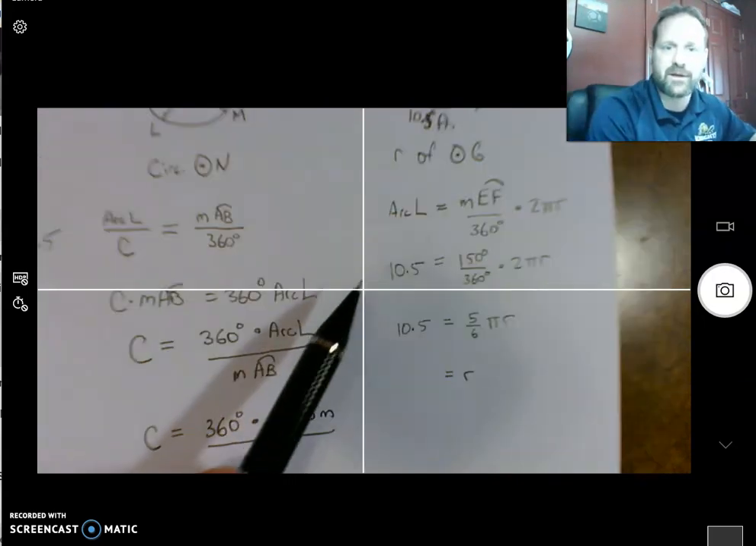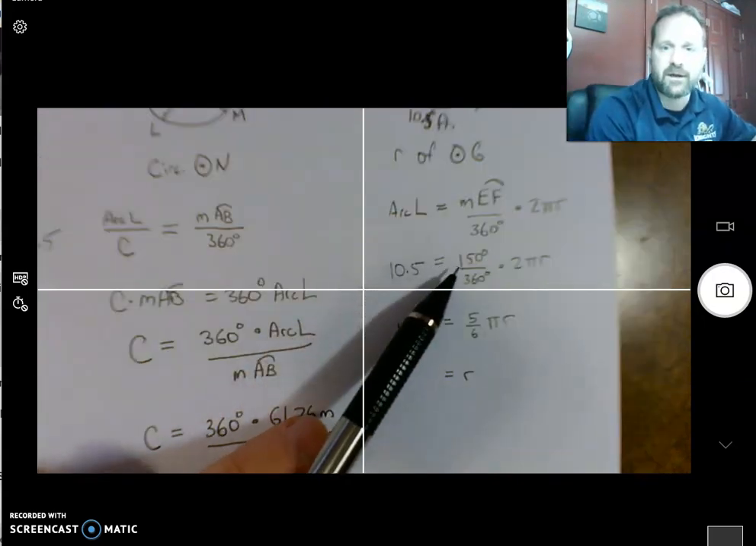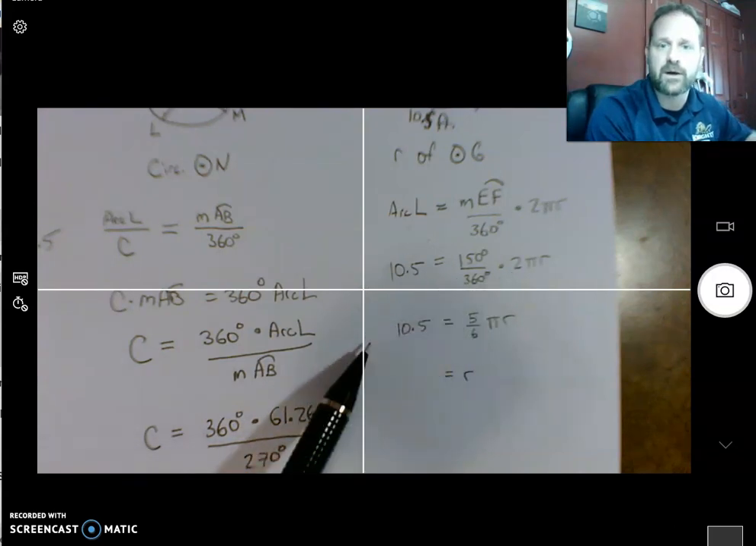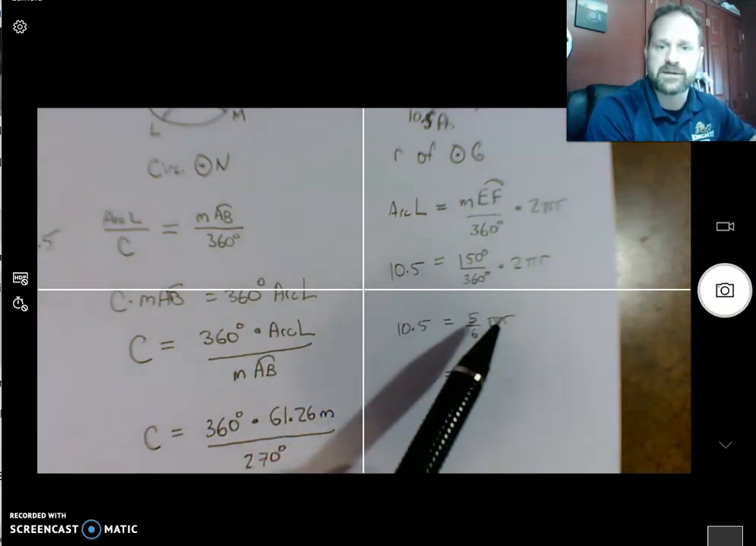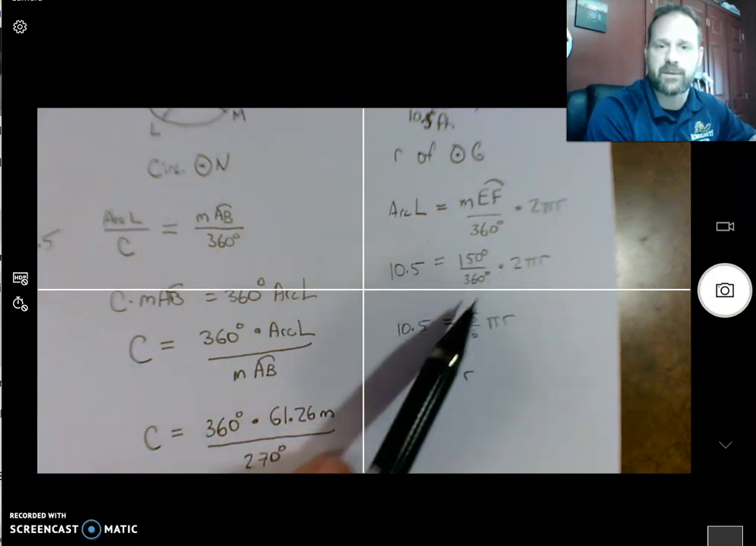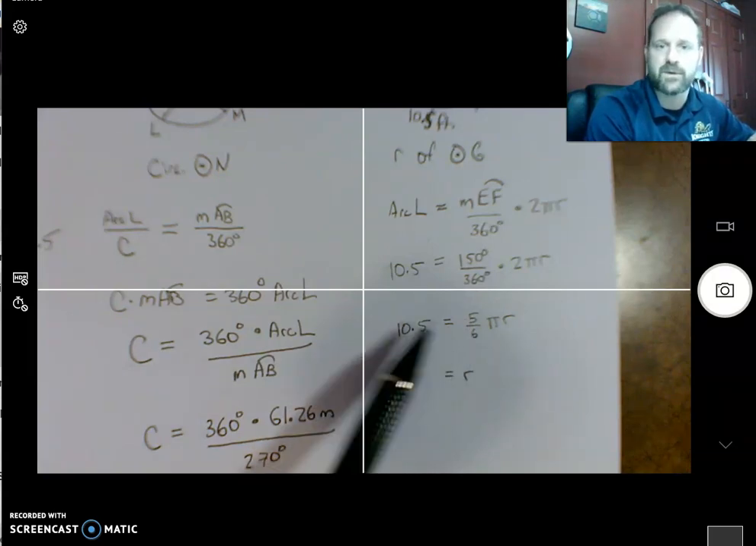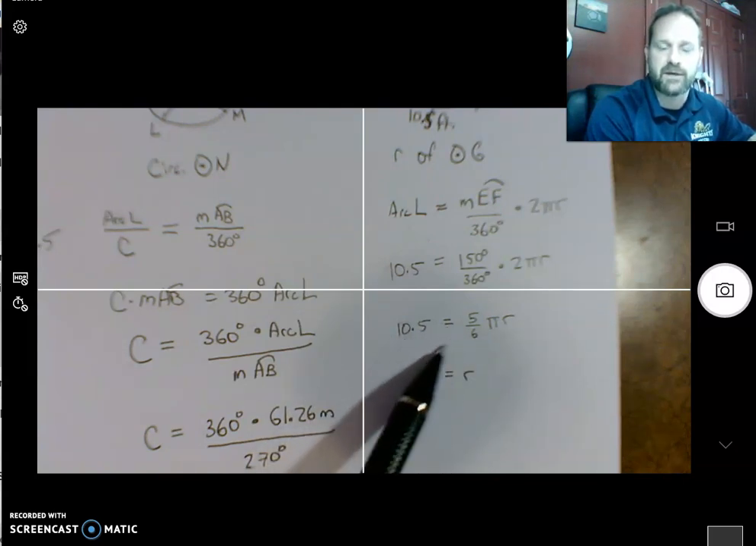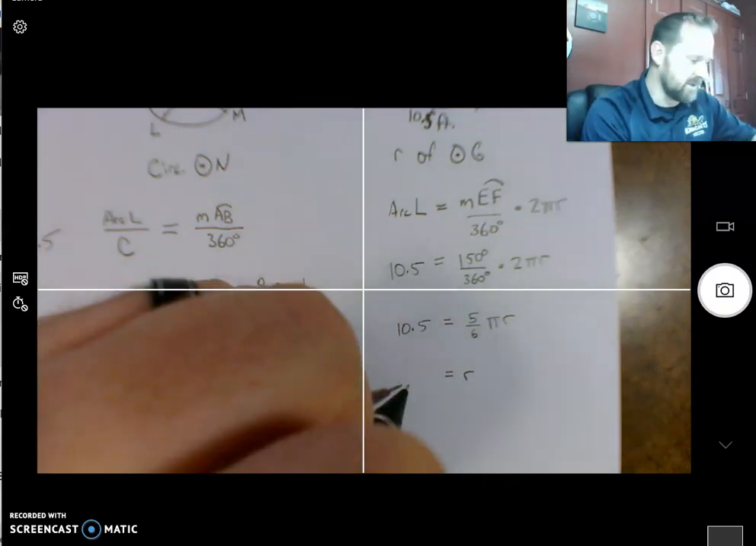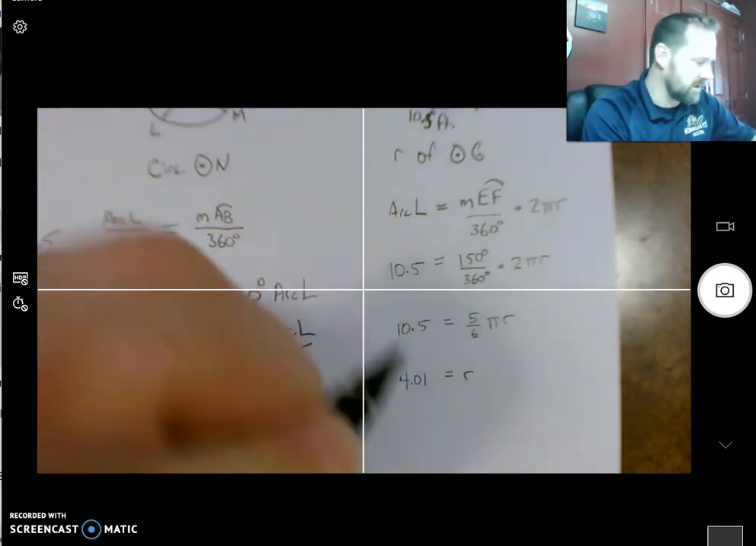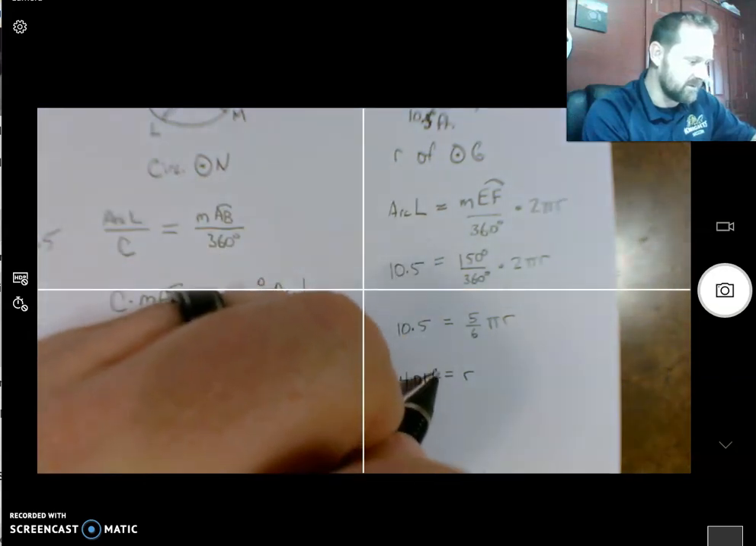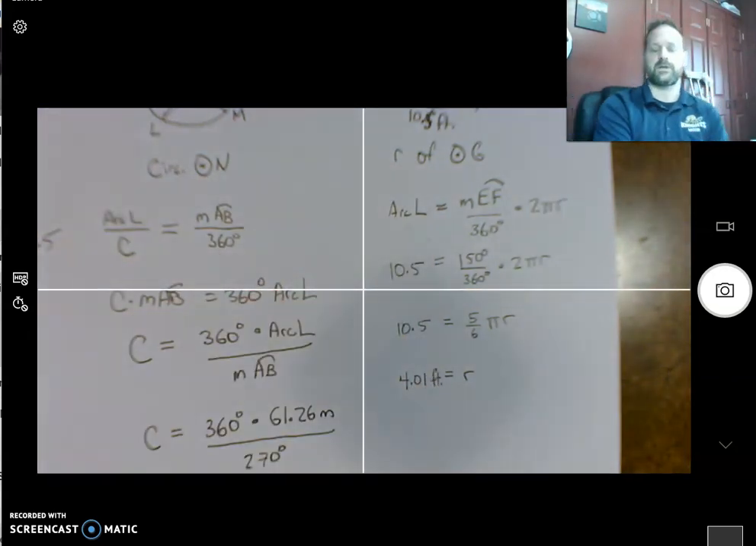Okay, so I plugged in the parts: 10.5, 150, 360, 2 pi r. All right, this simplifies down to 5/6. 150 divided by 360 multiplied by 2 is 5/6. Now I'm going to divide this side by all of this, or multiply by the reciprocal of 6/5 and then divide by pi. Or you could just divide everything. Regardless, it comes out to be 4.01. I think the original units were feet, so 4.01 feet. All right, let's keep moving.